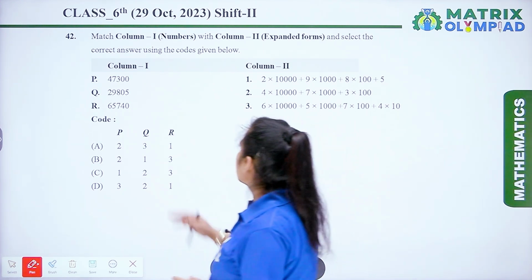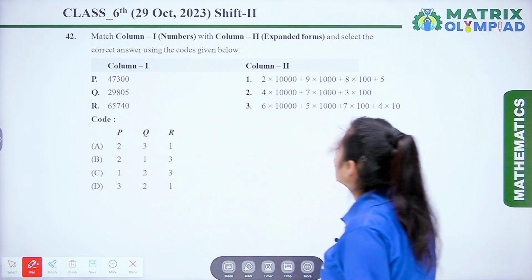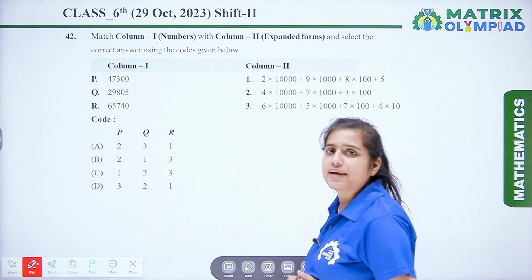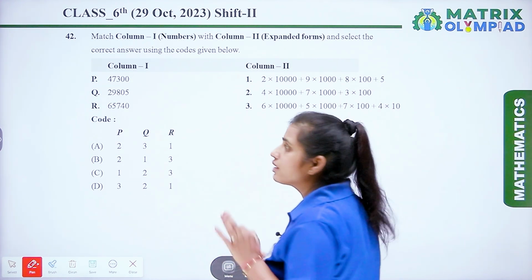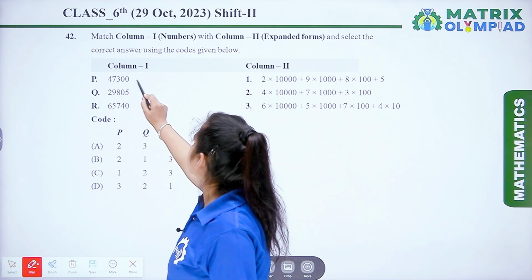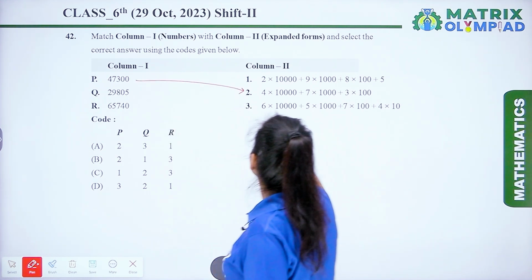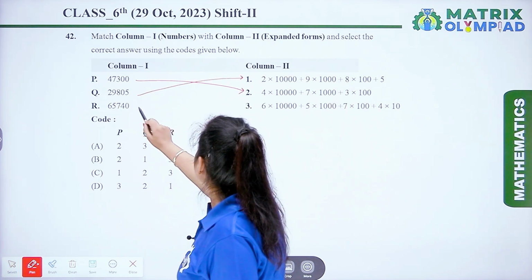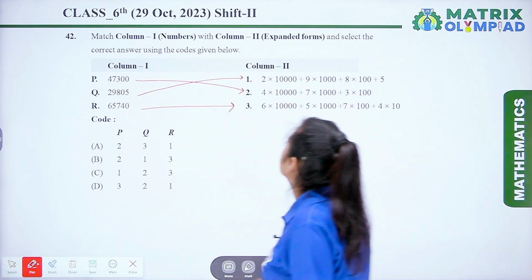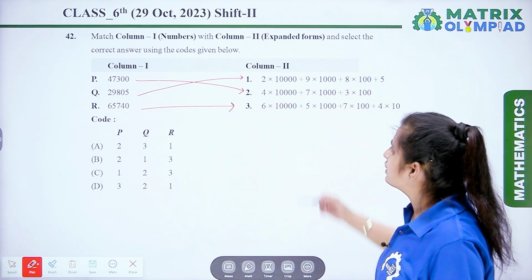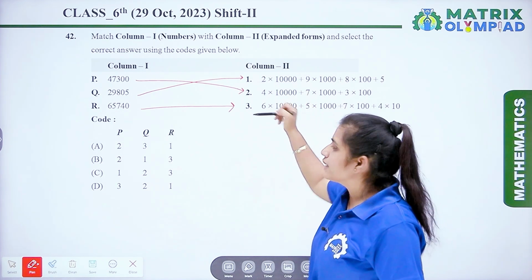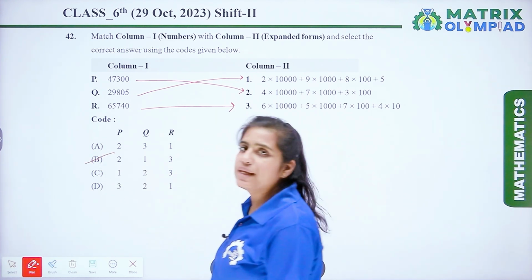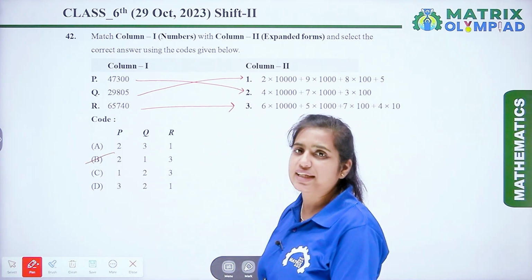Now here in column 1 we are having number and in column 2 we are having an expanded form. So let's match the correct expanded form. So the correct expanded form of 47,300 is this. Next is 29,805 and next one is 65,740. So here the sequence is 2, 1, 3. So 2, 1, 3 is in the B option. So here option B is the correct answer.